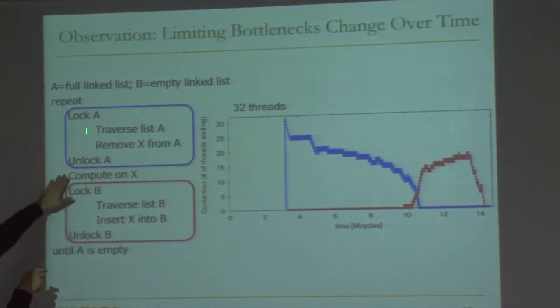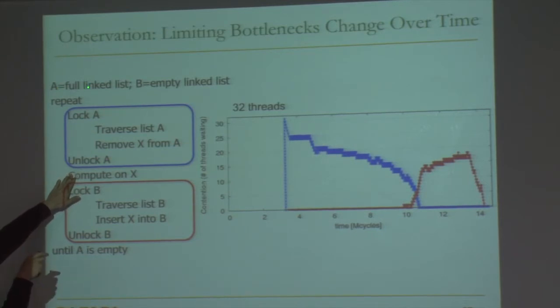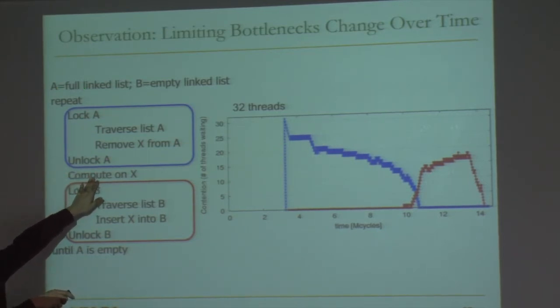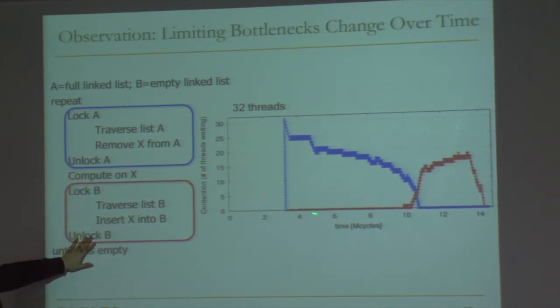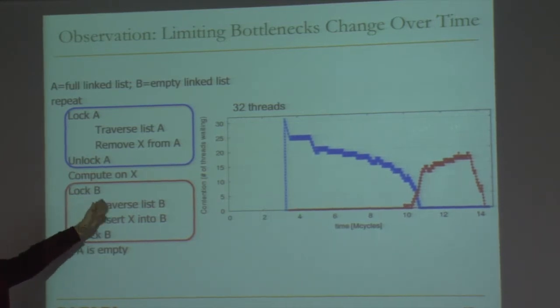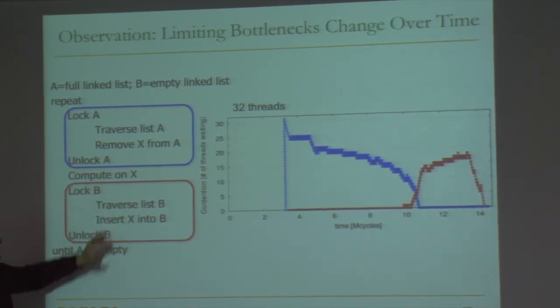Initially, because A is full, lots of threads are waiting for A, right? Because you're removing something and lots of threads are trying to remove. And because B is empty, whenever you're trying to insert it, well, it's easy to insert. This is a short critical section, right? But over time, this linked list becomes smaller. As a result, the number of waiters at any given time reduces, right? Because the critical section becomes faster to execute for any given thread.